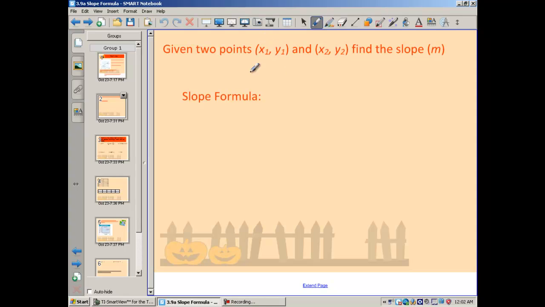Same thing. You're given 2 points. We're going to call them x1, y1, and x2, y2, and you use this formula. Slope we identify using the letter m. M, the variable, always will represent slope.